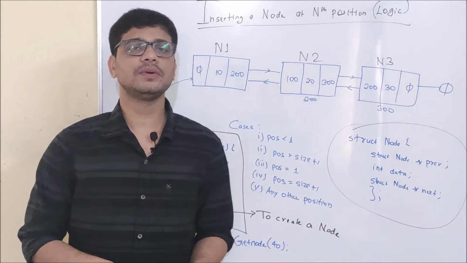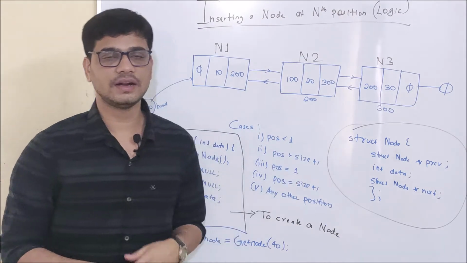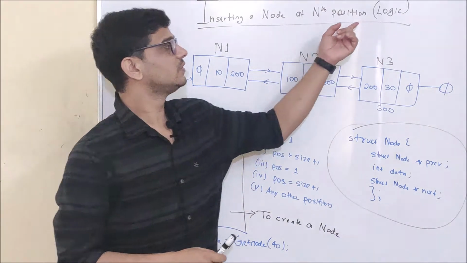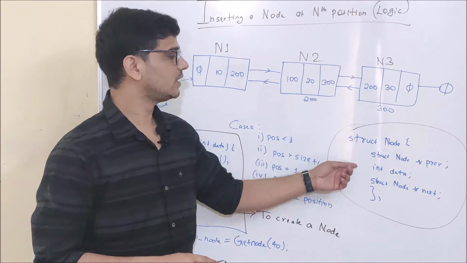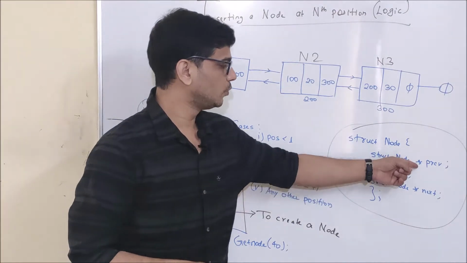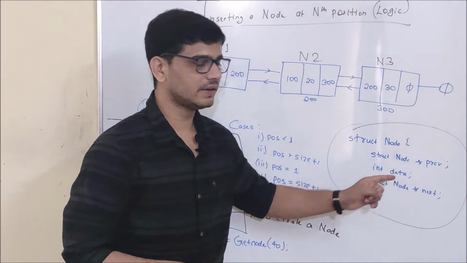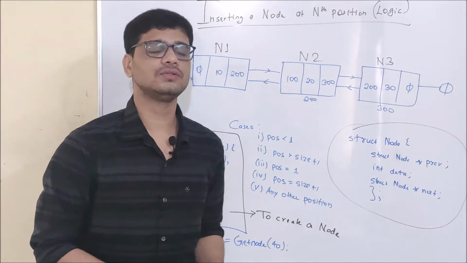Friends, in today's video we are going to see how to insert a node at nth position in a linked list, that is a doubly linked list, and we will see the logic part today. First of all, this is our definition of a node of a doubly linked list. It has two pointers, previous and next, and a data field of integer type. We will be inserting integers in this node.